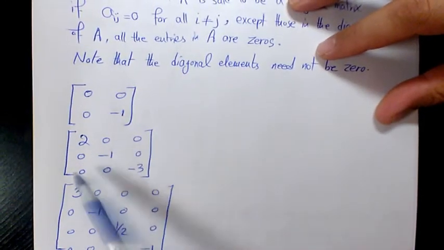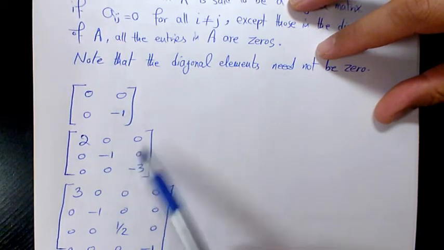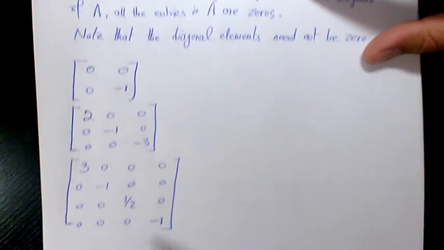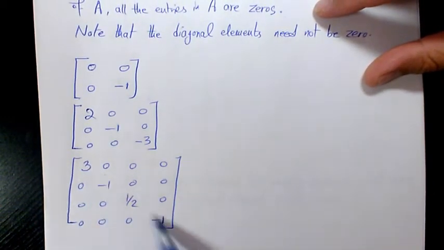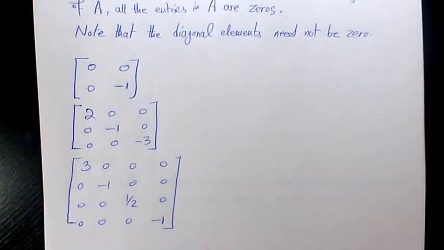Same thing in here. The 3 by 3 is a square matrix. The diagonal of the matrix is 2, -1, and -3, and all other elements are 0. So that's why we call it a diagonal matrix. And here we have a 4 by 4 matrix. The diagonal elements are 3, -1, 1/2, and -1, but the rest of the elements are 0. So these are different examples of diagonal matrix. So for a diagonal matrix, all elements which are not on the diagonal of the matrix are supposed to be 0.